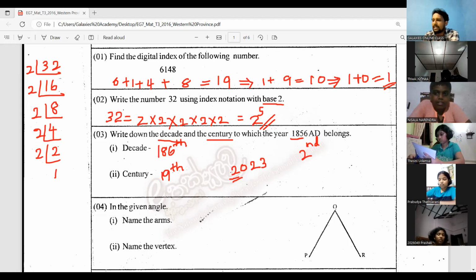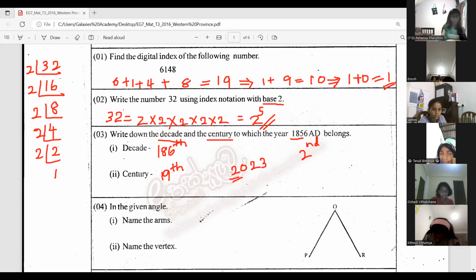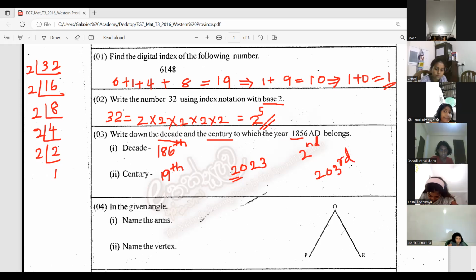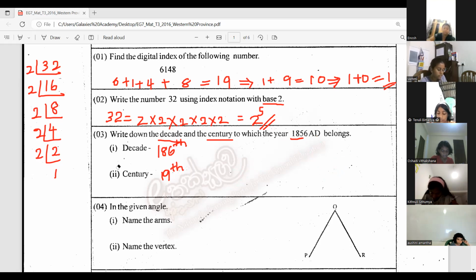So can you tell me which decade this year belongs to? What do you have to do? You have to add 1 to the first 3 digits of the number, 202, so 203rd decade, right? That's the finding method, right? Can you understand? In grade 7 class, you studied about this, no? Right. So for this one, the answer is: decade is 186 and century is 19.